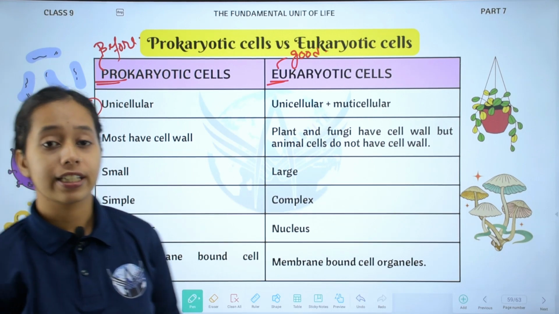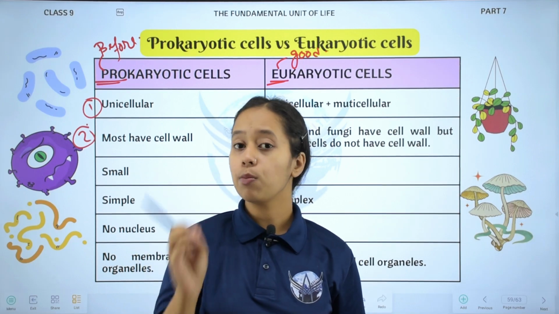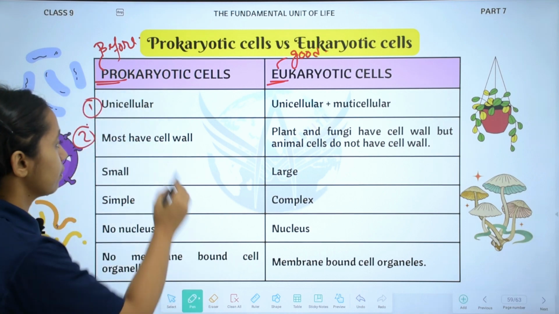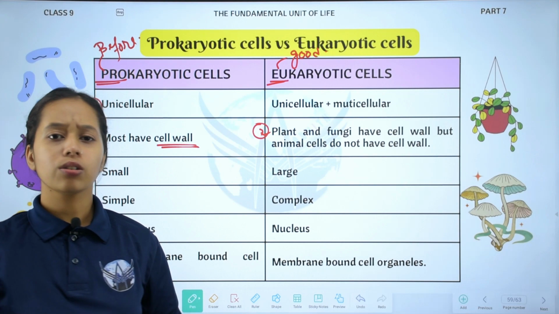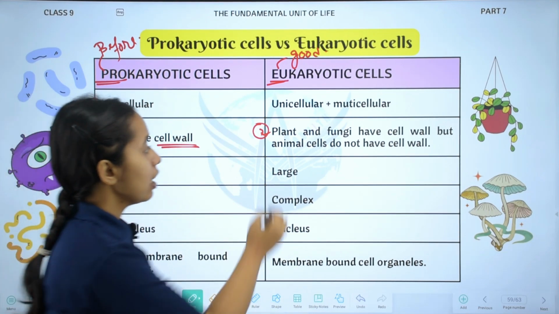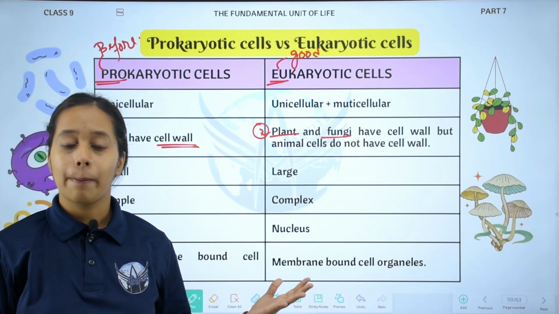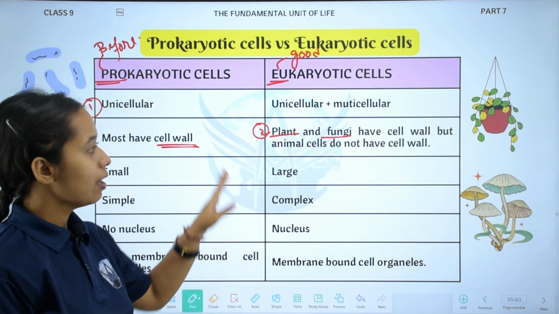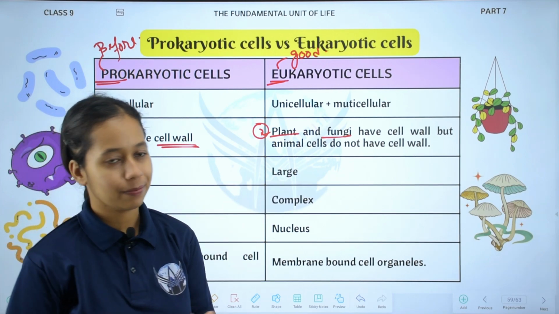Number 2, most of the prokaryotic cells have a cell wall. I am saying most, not all. But in terms of eukaryotic cells, not all eukaryotic cells will have a cell wall. Eukaryotic cells like plant and fungi will have a cell wall, but other cells like animal cells will not have a cell wall. See, plant and fungi have a cell wall, but animal cells do not.